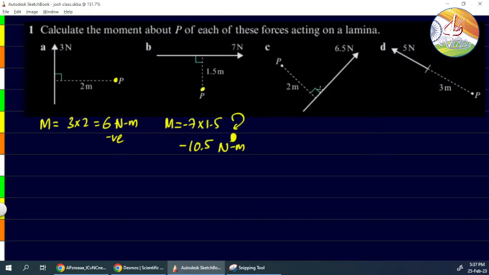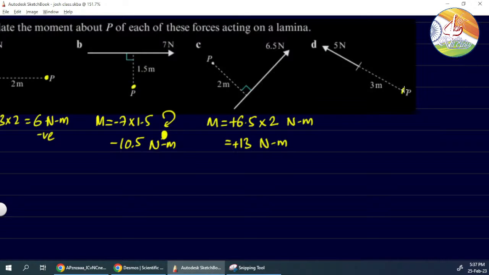Then here once again you can see the distance is perpendicular to the force, so directly we can take 6.5 times 2, and this is in anti-clockwise direction, so we have to take it as positive Newton meter. So 6.5 times 2 becomes 13 Newton meter, and it is positive.